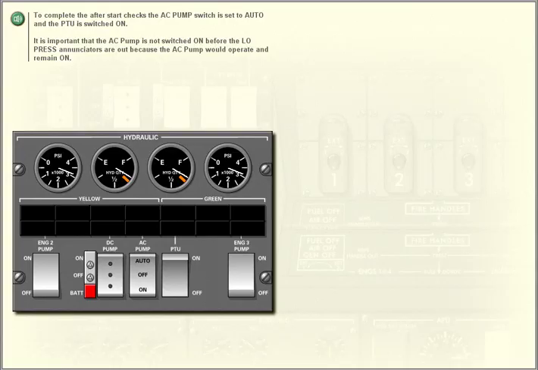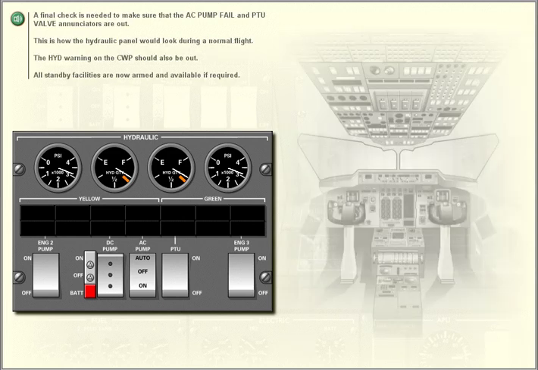To complete the after-start checks, the AC pump switch is set to auto, and the PTU is switched on. It is important that the AC pump is not switched on before the low-pressure annunciators are out, because the AC pump would operate and remain on. A final check is needed to make sure that the AC pump fail and PTU valve annunciators are out.